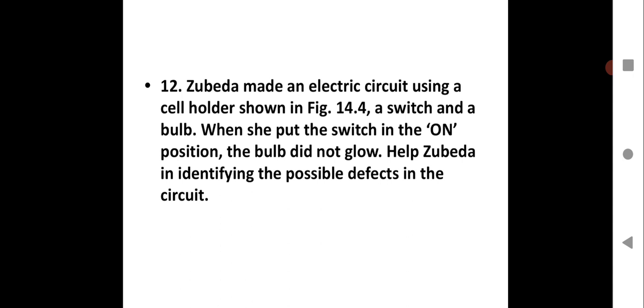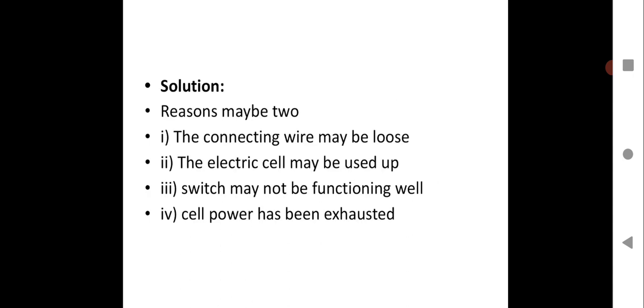Zubeda made an electric circuit using a cell holder shown in figure 14.4, a switch and a bulb. When she put the switch in the on position, the bulb did not glow. Help Zubeda in identifying the possible defects in the circuit. So let us help her.